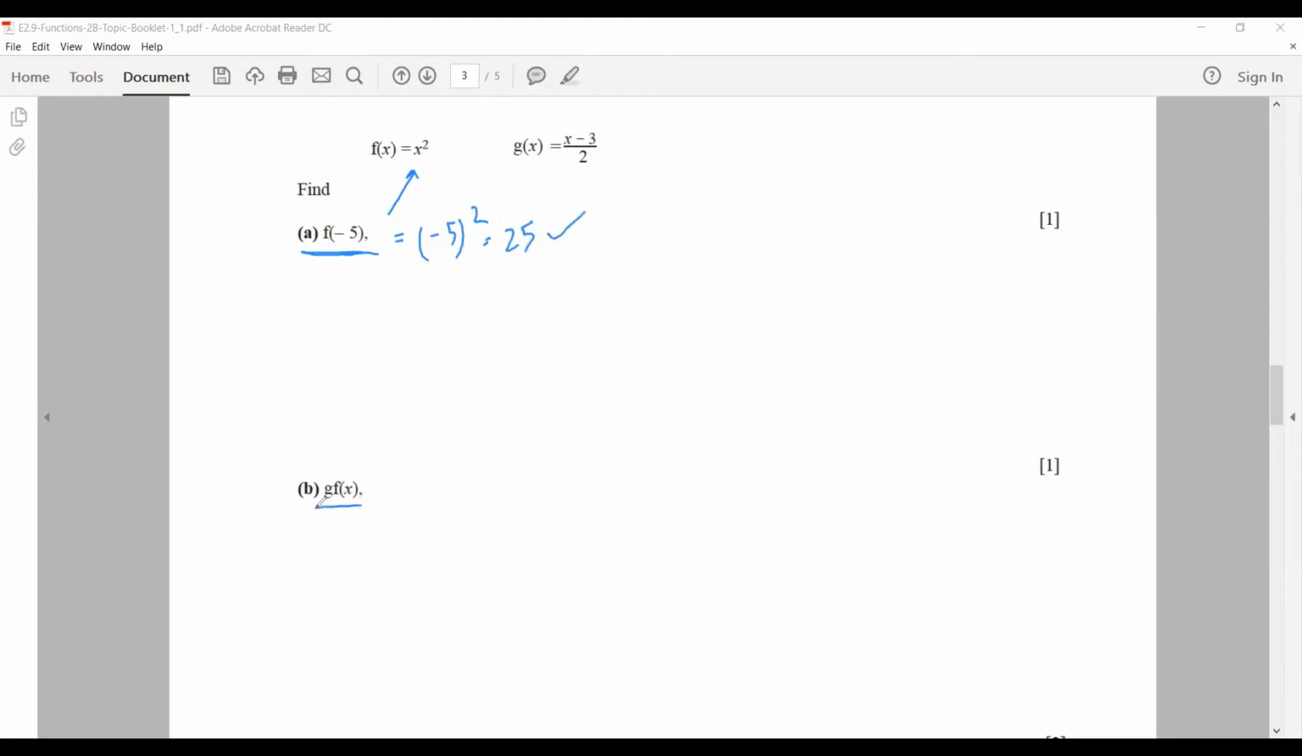And g of f of x. So the input is x. My final answer should be in terms of x as well. So there is no numerical value here. And it's the same as, so instead of f of x, I put x squared. So these two are the same, right? And wherever I have x in function g, I replace it with x squared. So this is (x squared minus 3) over 2. And that's it. Yeah, that's the final answer. It only carries 1 mark.